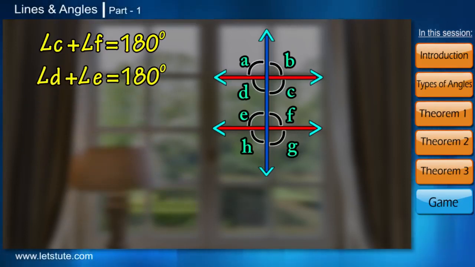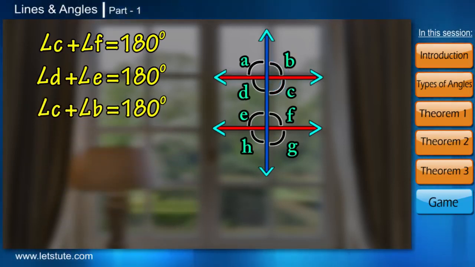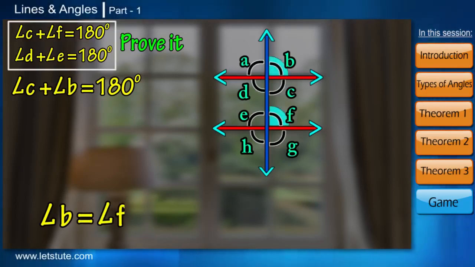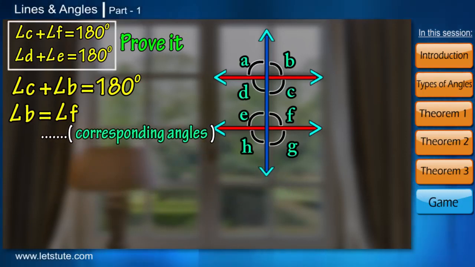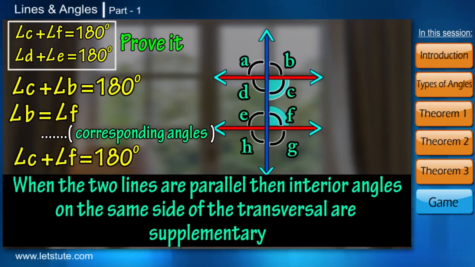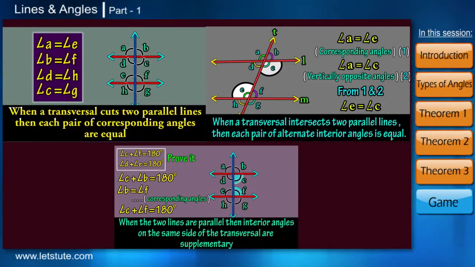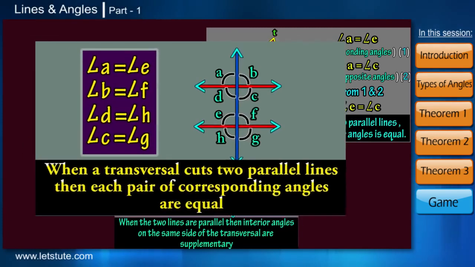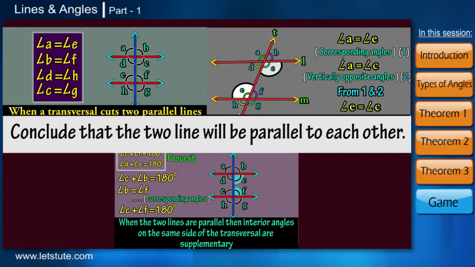Now there is a very simple explanation for this. Angle C plus angle B will be equal to 180 degrees, and we know that angle B is equal to angle F because they are corresponding angles, and hence we can say that the addition of angle C plus angle F will be equal to 180 degrees, which just means that they are supplementary. And the converse of all these properties is also true, which means that if any pair of these angles is equal, it will conclude that the 2 lines will be parallel to each other.